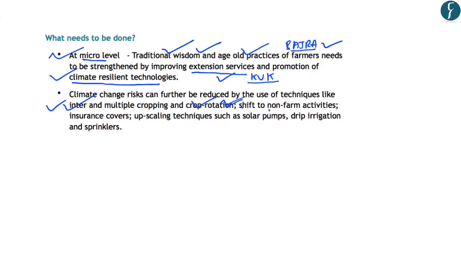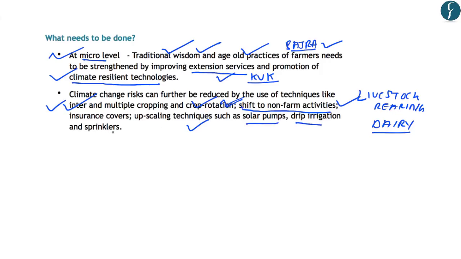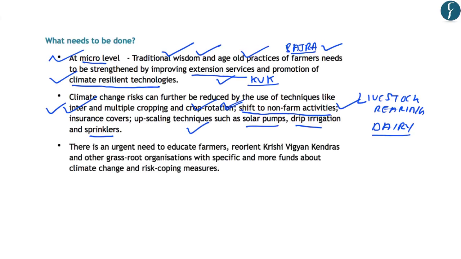Further, it has been highlighted that there is a need for shifting to non-farm activities, which can include livestock rearing, dairy, etc. Further, the use of new techniques like the use of solar pumps, drip irrigation and sprinklers should be encouraged to make the agriculture more climate resilient. Further, there is a need to educate the farmers by the use of Krishi Vigyan Kendras. And also there is a need to strengthen other grassroots organizations which provide farmers with the hands-on information related to modern techniques of agriculture. Now regarding the Krishi Vigyan Kendras, you should note that these are the centers which provide information to the farmers related to agriculture.